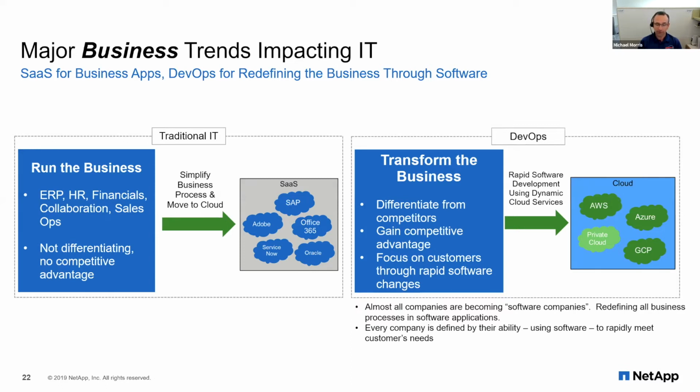And what you want to do in this environment is rapid software development using dynamic cloud services. So that's where you get the AWS and the Google clouds, or even your private cloud, and we have a robust private cloud option also. That gives us the ability to deploy workloads wherever we want, supporting the rapid software development that gives us competitive advantage.